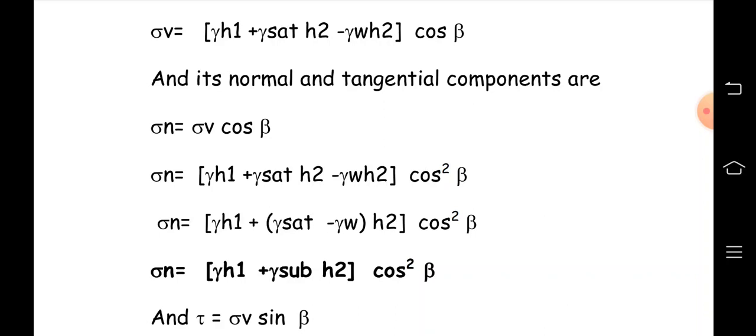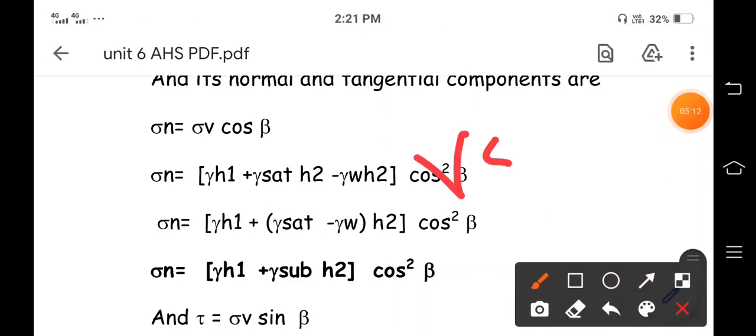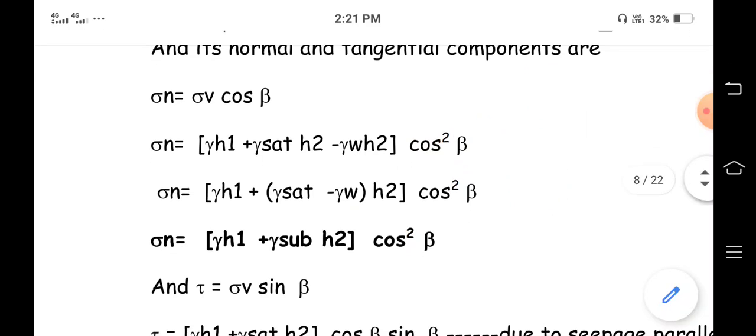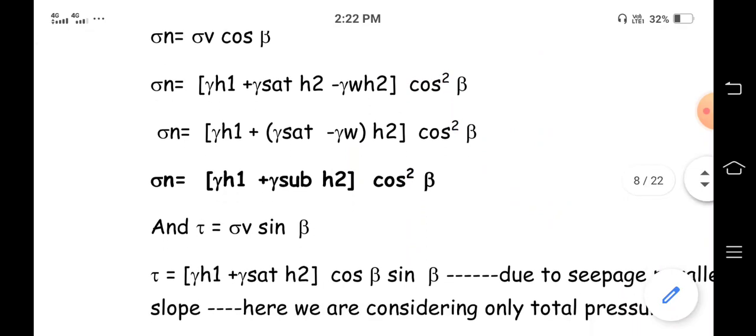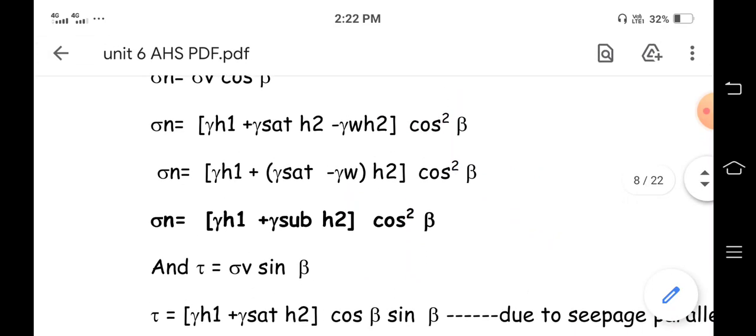But we know what is meant by gamma submerged. We know the formula from unit number 4: gamma submerged equals gamma saturated minus gamma W. So here we can write sigma n equal to gamma H1 plus gamma submerged into H2 into cos square of beta. And similarly, its tangential component, that is tau, equals sigma v sine of beta.